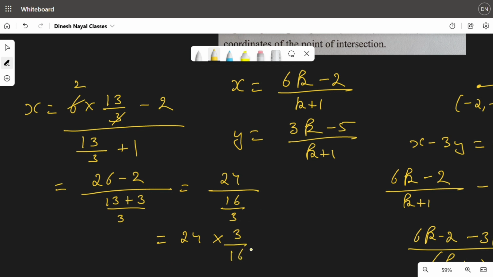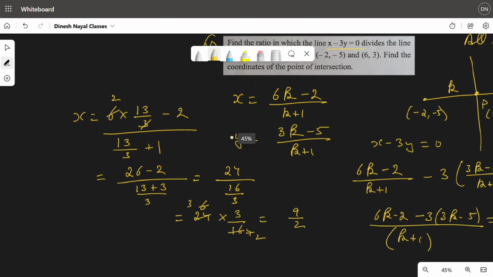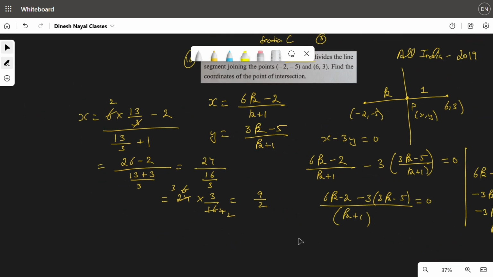Now I think we can cancel this out. It goes by 4: 4 sixes are 24, 4 fours are 16. Then again by 2: 2 threes are 6, 2 twos are 4. So this is 9 by 2. So our x coordinate is 9 by 2.